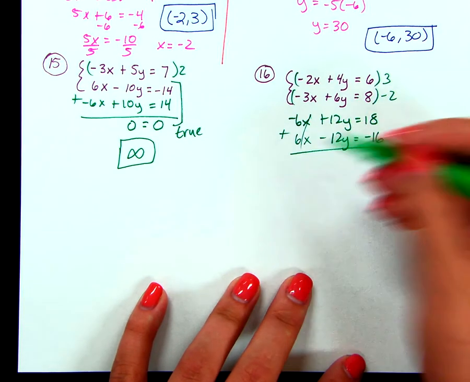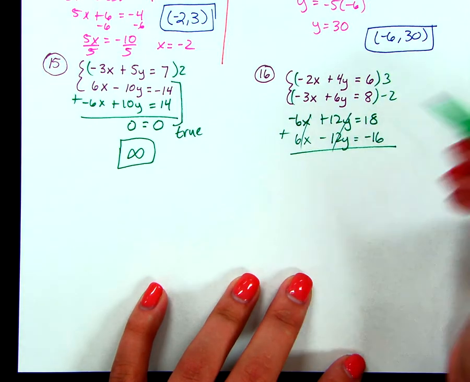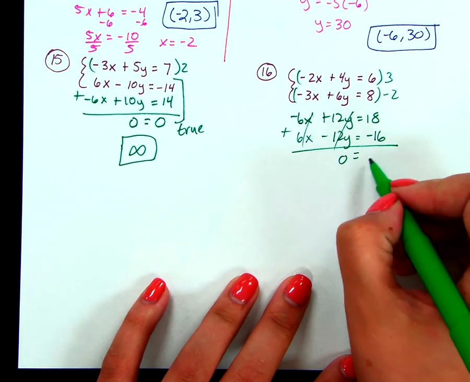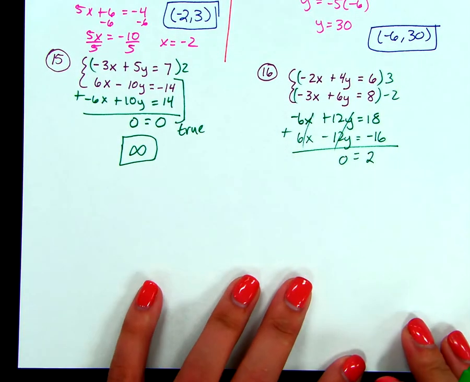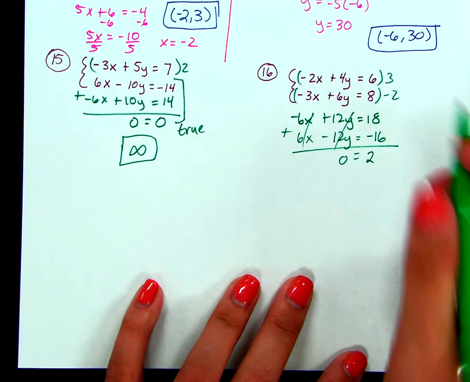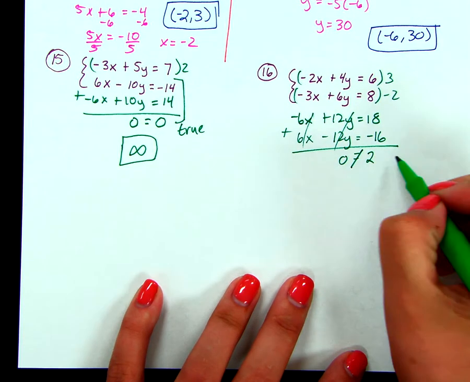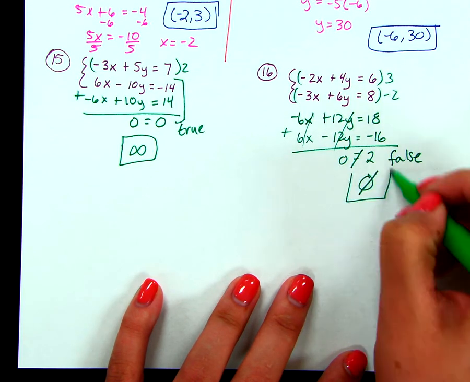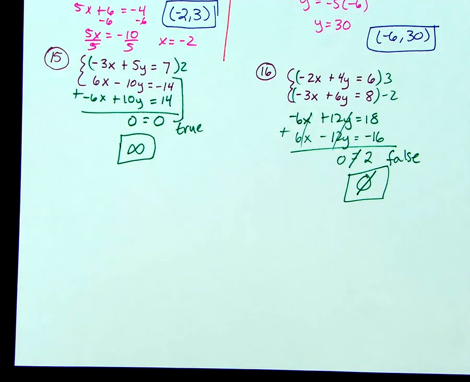So it looks like my x's are going to cancel, y's cancel again, and 18 plus negative 16 is a positive 2. So now when I look at this one, 0 is not equal to 2. So this is a false statement. So that means I have no solution for my answer. And that is going to conclude section 3-1.